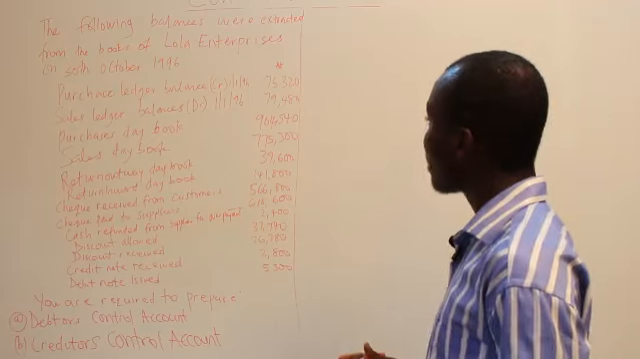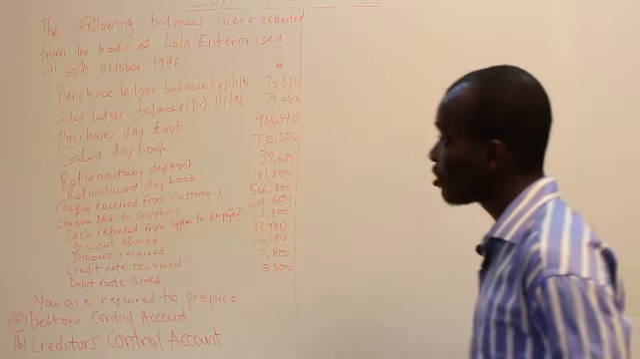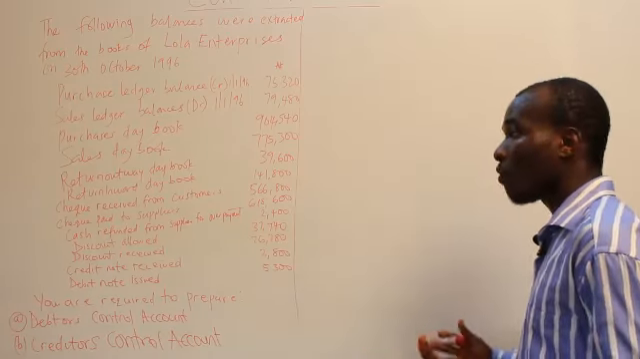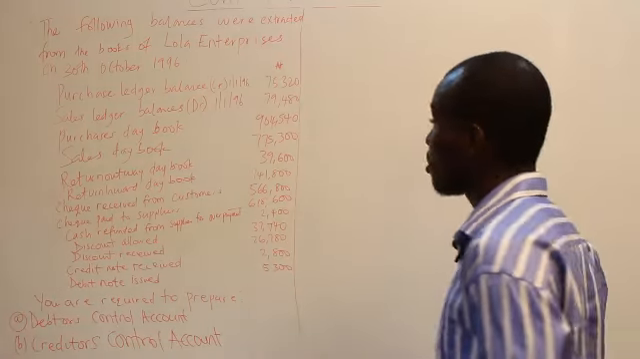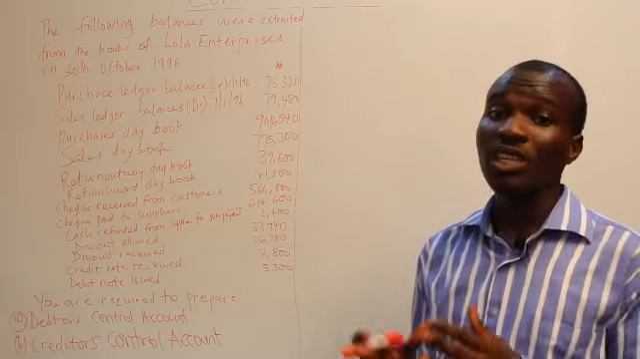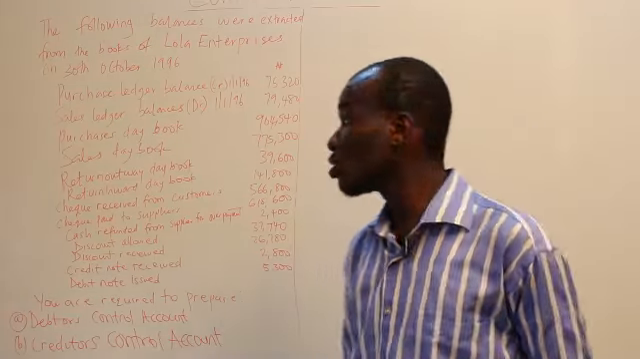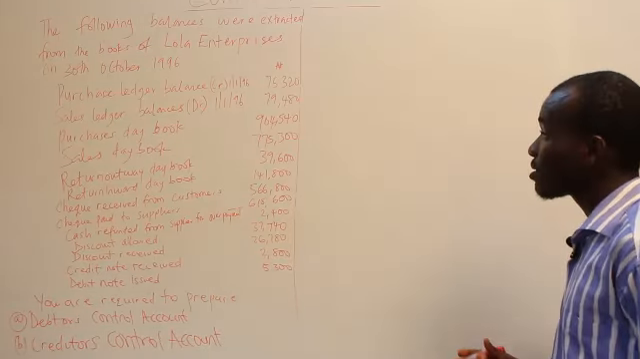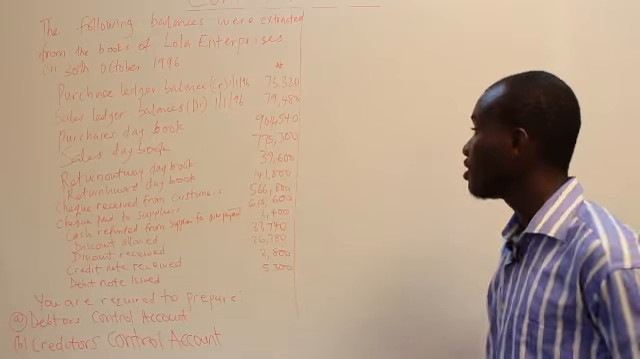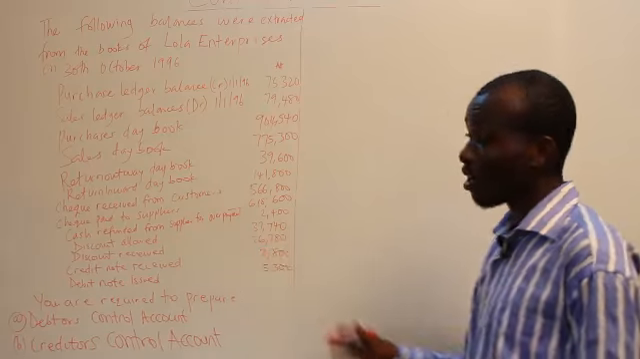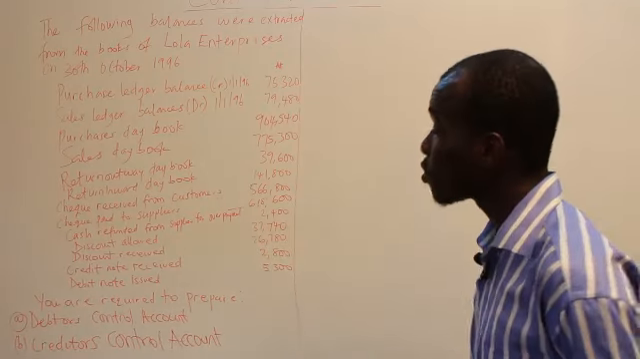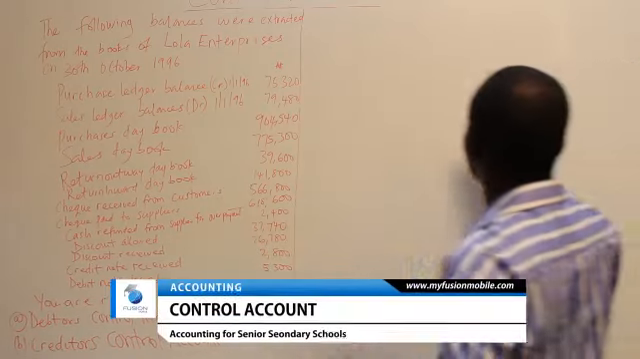So this serves as the credit purchases within the period. So we have 904,540 naira. We have the sales day book that serves as the credit sales within the period, because all of the credit sales will be taken from the sales day book within the period. So that gives us 775,300. Now we are asked to prepare the debtor control account, which is the sales ledger control account, and also the creditor control account. So let's do that.